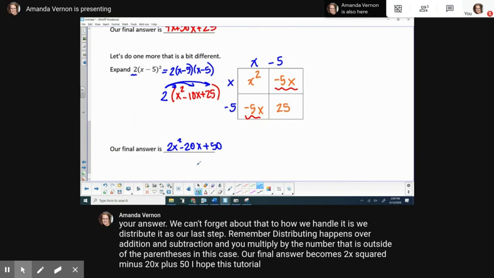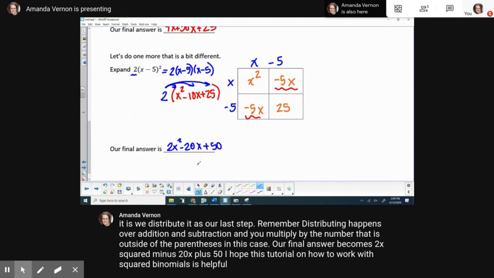I hope this tutorial on how to work with squared binomials is helpful in helping you move forward in your quadratic studies.